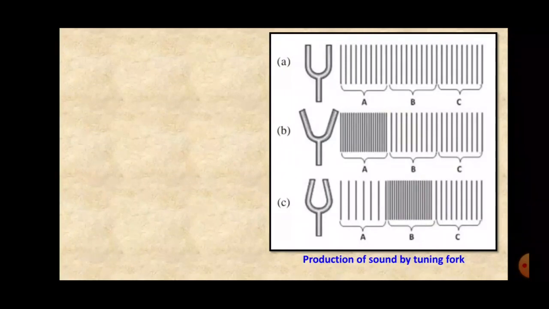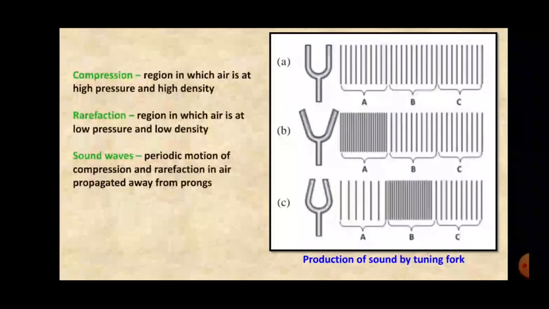Now when these sound waves reach our ear, there is a membrane-like structure which is called the eardrum. When these waves reach the eardrum, the membrane, that is the eardrum, starts vibrating, and because of this vibration we hear the sound. Okay, so this is how the production of sound takes place.